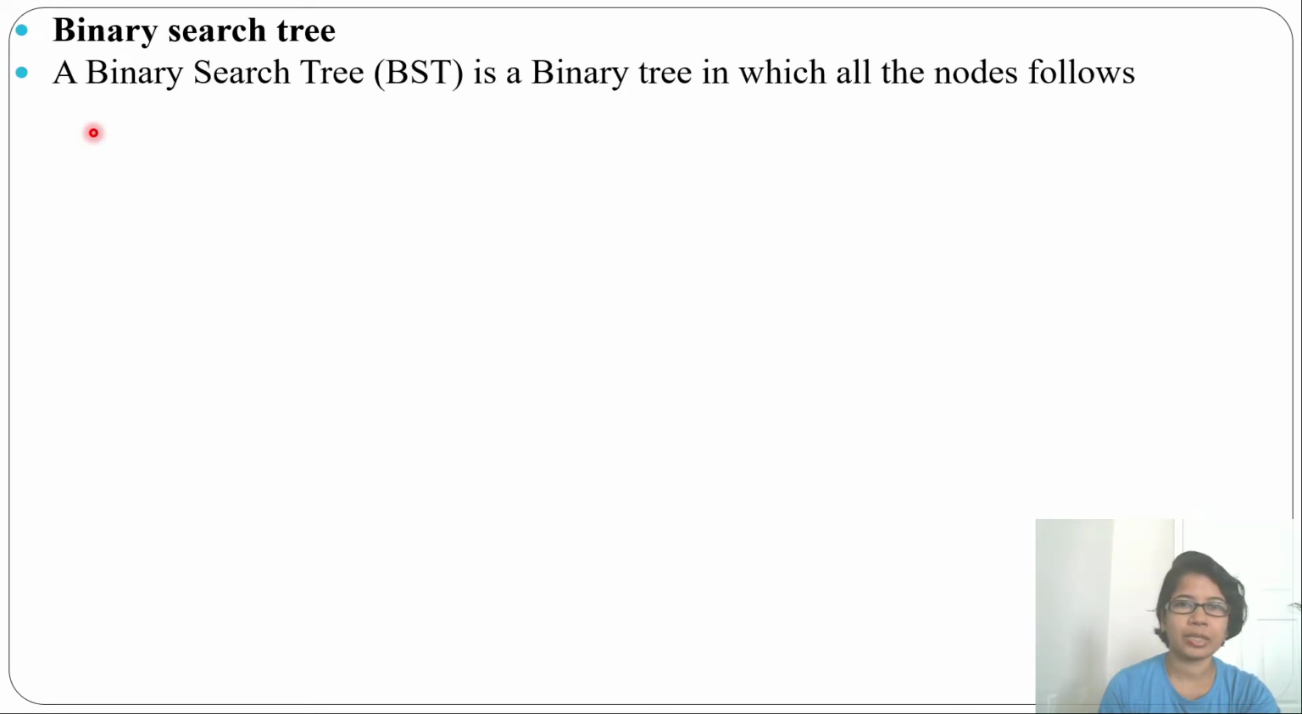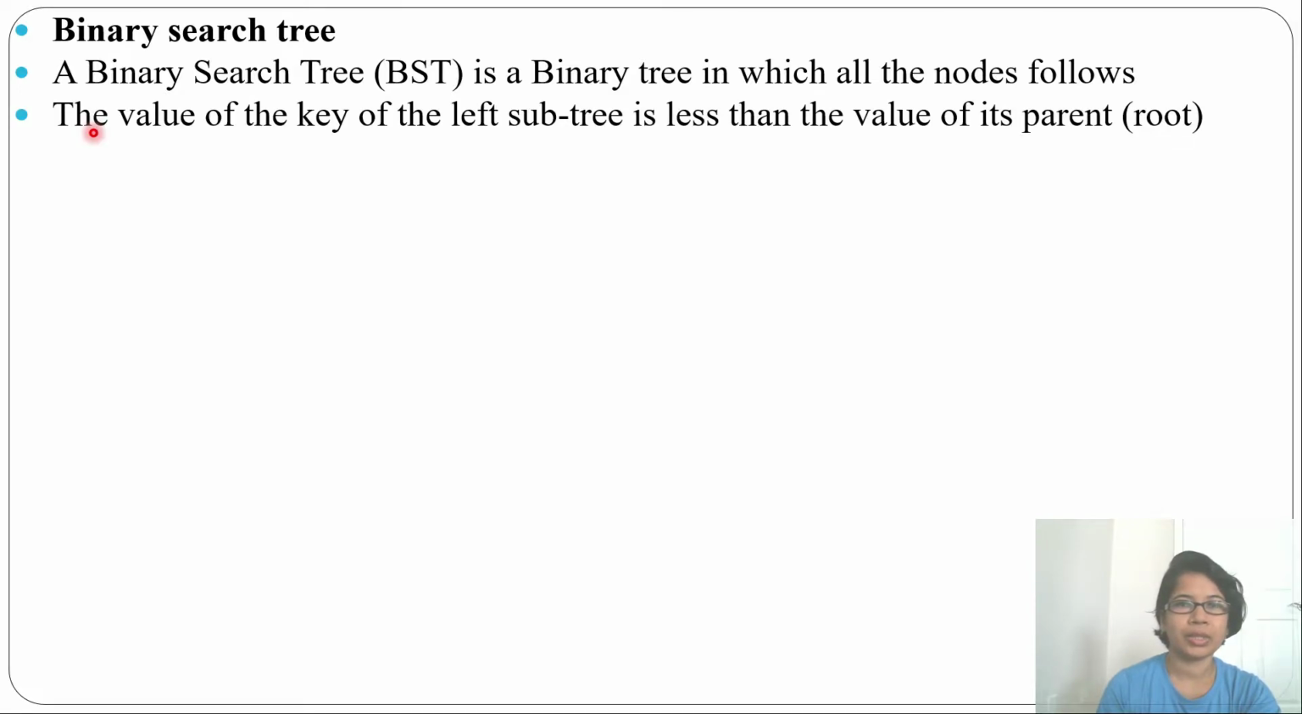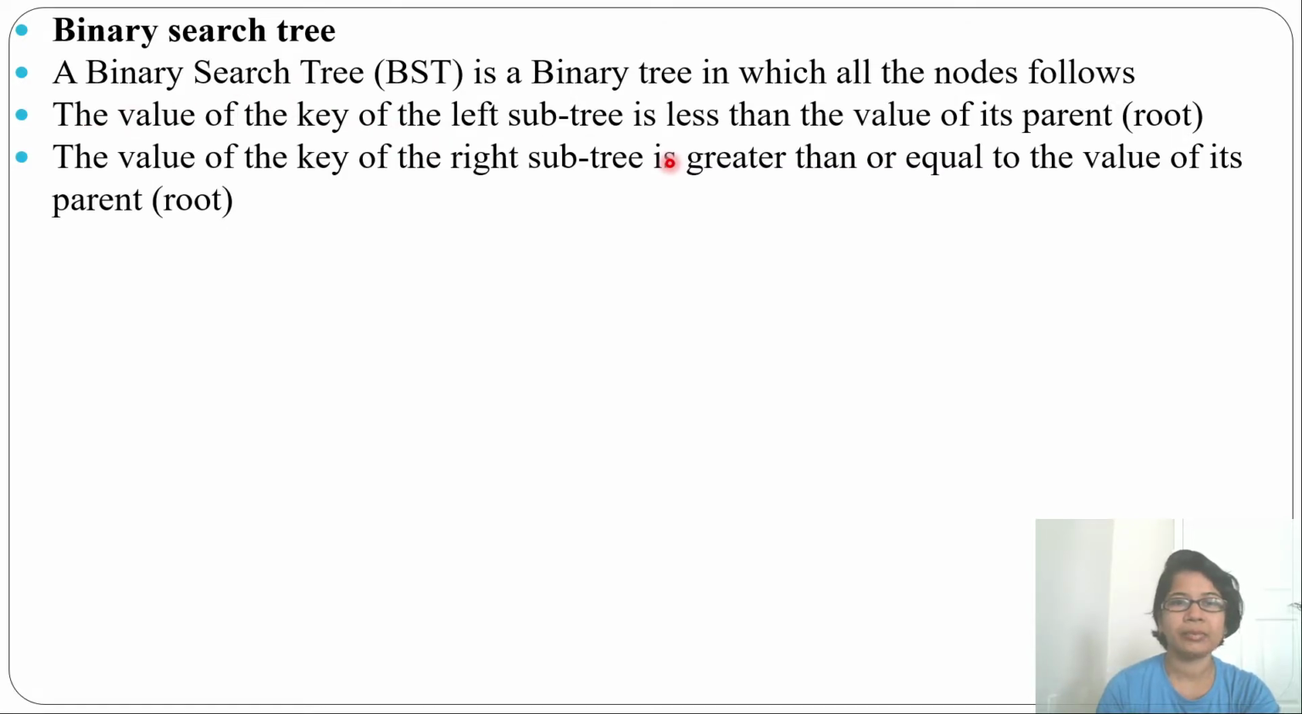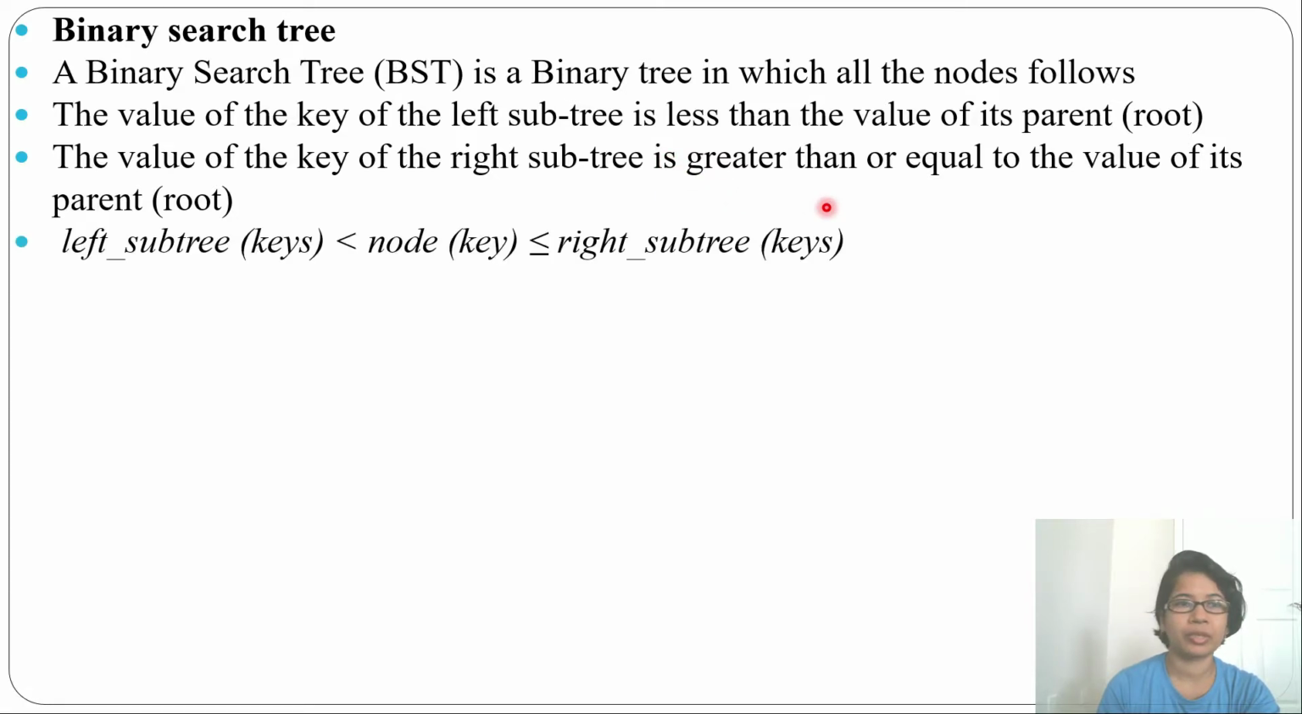So a binary search tree is a binary tree in which a node follows some rules. So what are these rules? Like the value of the key in left subtree is less than the value of parent, and the value of the key of right subtree is greater than or equal to the value of the parent. So you can say left subtree less than the node and right subtree greater than or equal to the node.